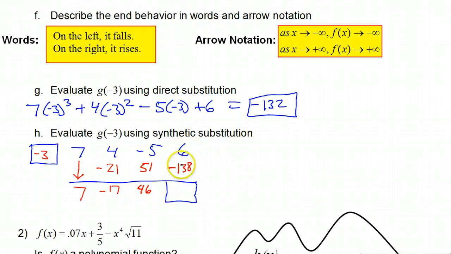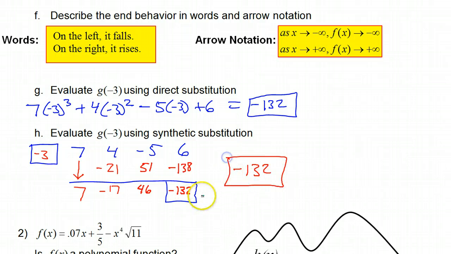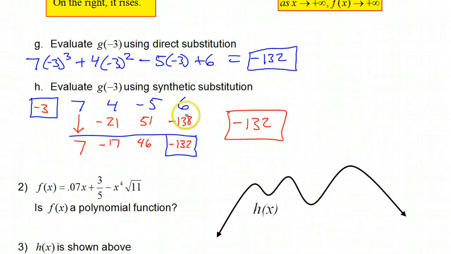And finally, you combine these. So positive 6 and negative 138 make negative 132. So there you go. Negative 132 is your final answer. Notice it's the same thing. You have to know how to do it both ways.